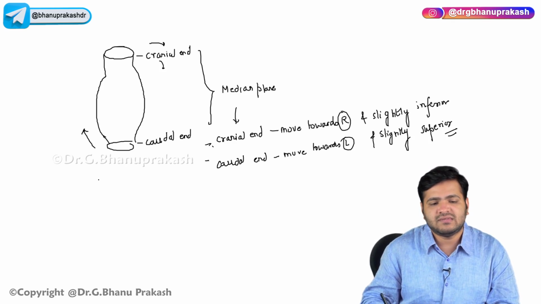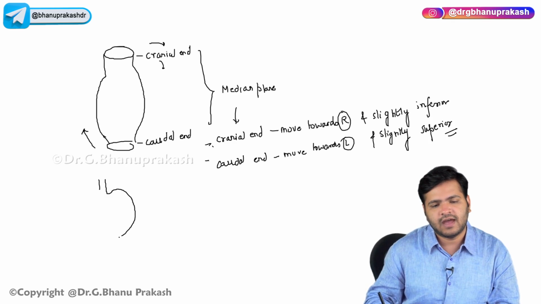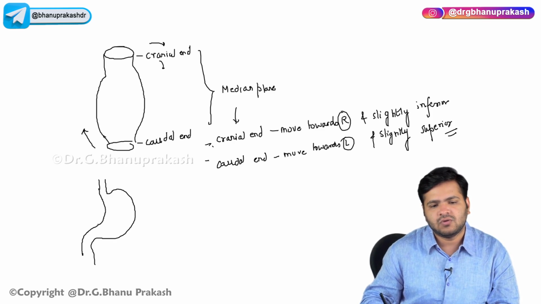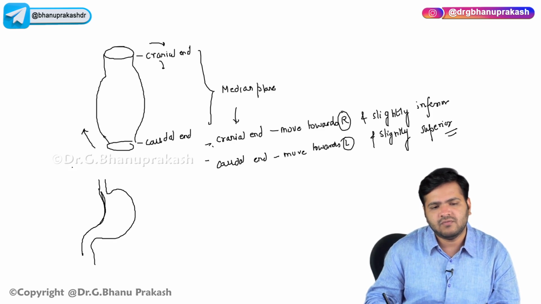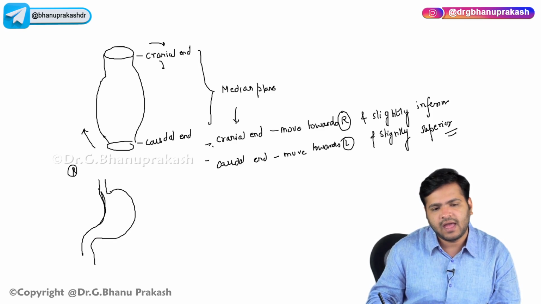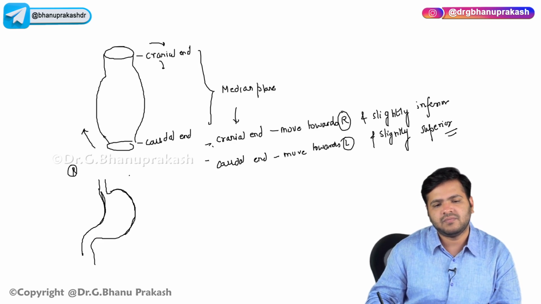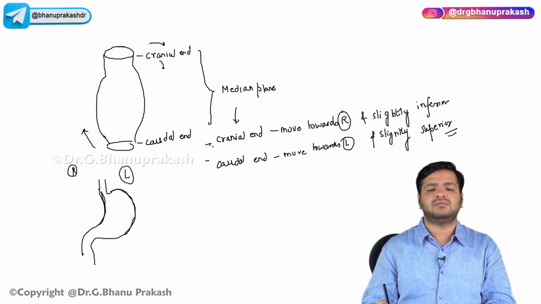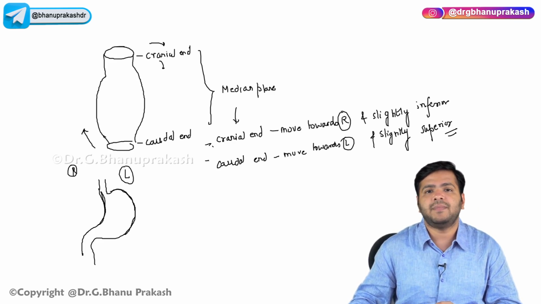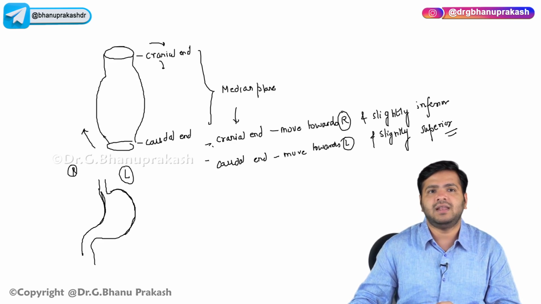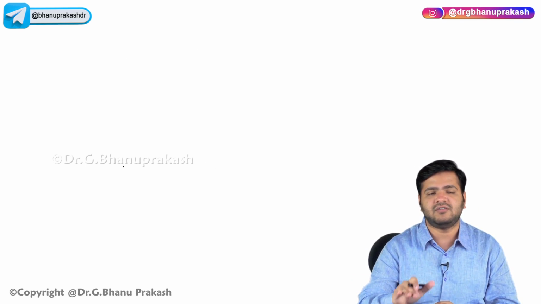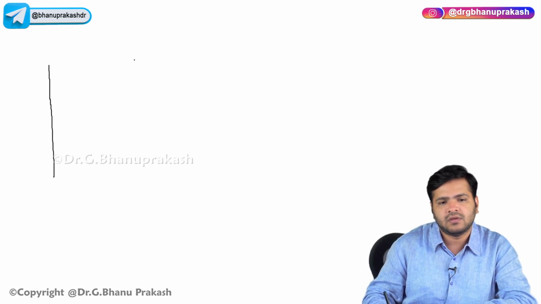So you can see over here we have the stomach. You can see the lesser curvature, which is on the right side, and the greater curvature, which is on the left side. So this is about the development of the stomach. Now let us discuss the mesentery also over here. Let me just show you with the help of a diagram first.